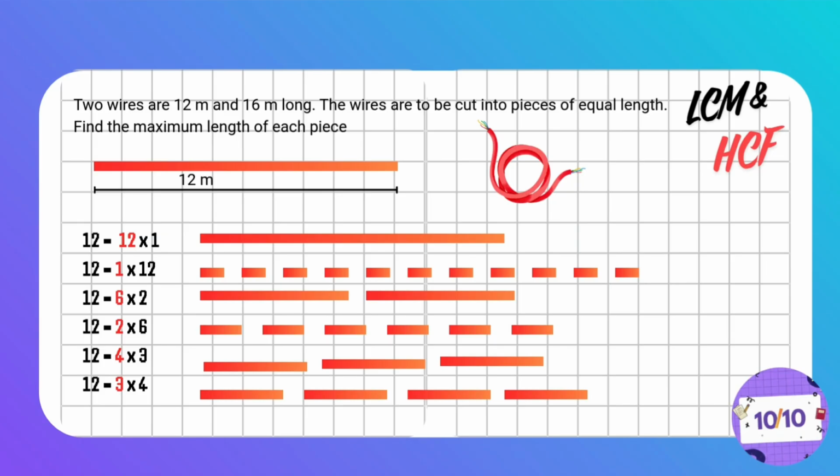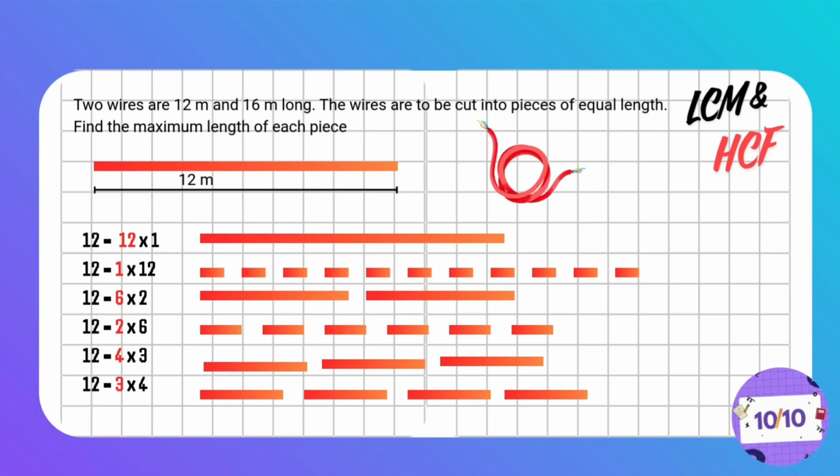In the table, the red color mark shows the length of the wire. In the first case, 12 into 1 means a 12-meter length wire, and there is just one, because that is the total amount. Next, 1 into 12 means 1-meter length with 12 pieces. Compared to the other cases, this is the smallest. You can also divide 12 into 24 and get 0.5 meter, but we are not considering that here, because we need to find the maximum length of each piece. So let's go to the maximum cases.